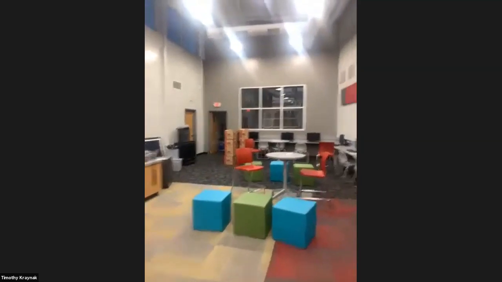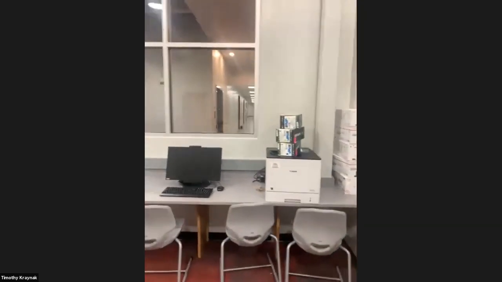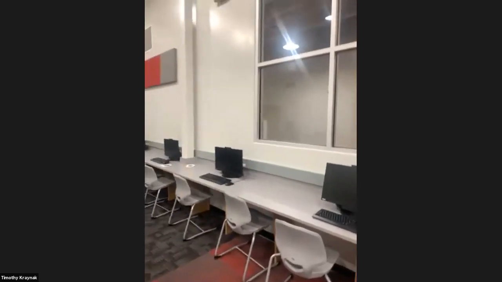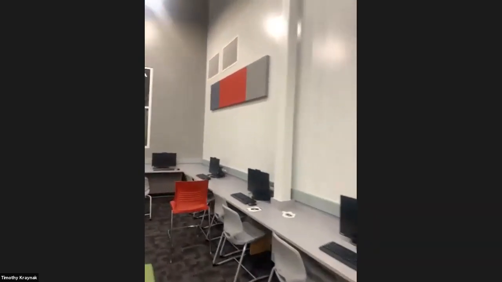Over here, we have workstations along the side of the wall with computers. So during a study hall, if kids want to sign out and take advantage of the media center, they can certainly do that.